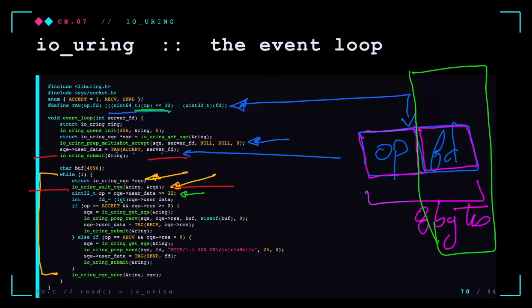So once we get our operation and file descriptor, we are going to check. The first thing we're going to check is if the operation is accept, because we have submitted the multi-shot accept and our server has received an accept. So someone wants to connect to our server. And if that is the case, just like we did before, we're going to submit a listen or a receive request so that we can receive data from this client.